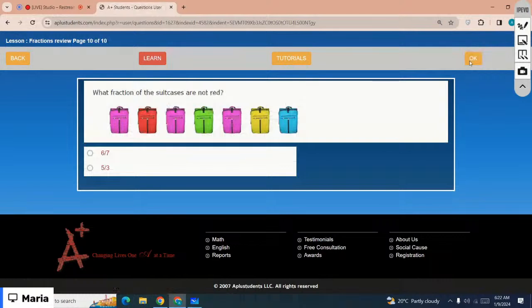What fraction of the suitcases are not red? Which is the correct option?